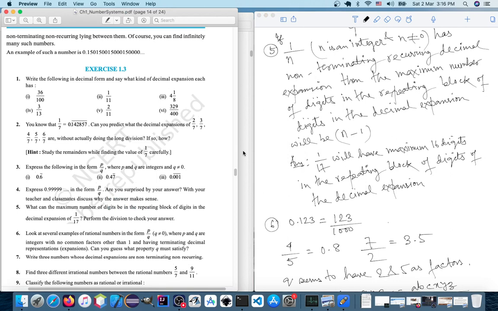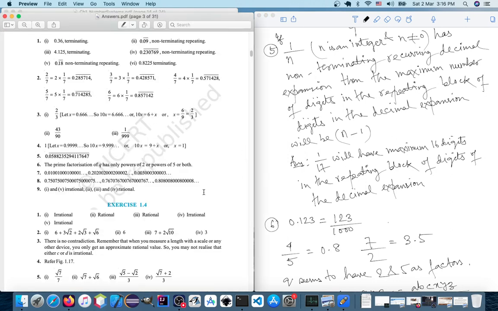I have not performed the division actually. So the division is this, and how many digits does it have? 0, 5, 1, 2, 3, 4, 5, 6, 7, 8, 9, 10, 11, 12, 13, 14, 15, 16. So you see, for problem number 5, I have not done the actual division of 1 by 17.